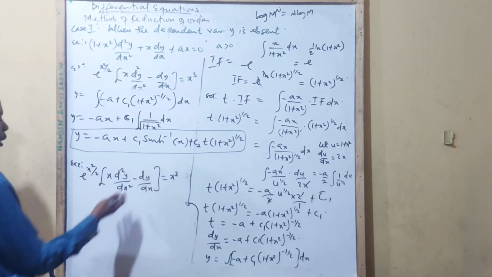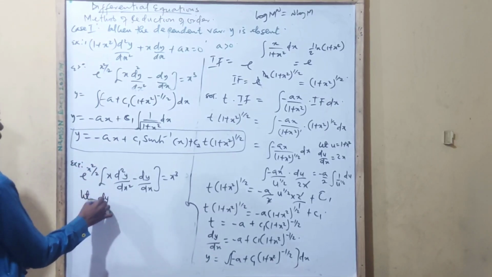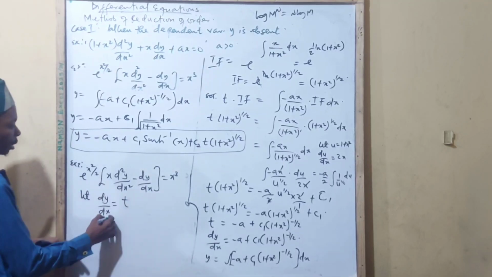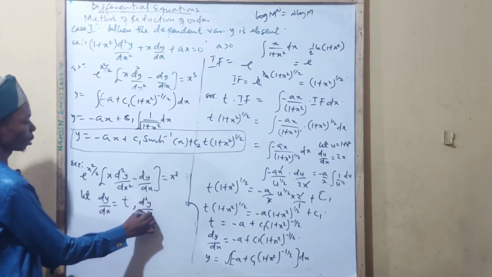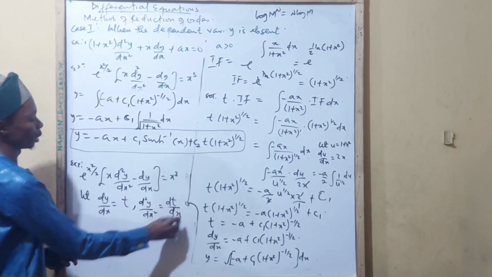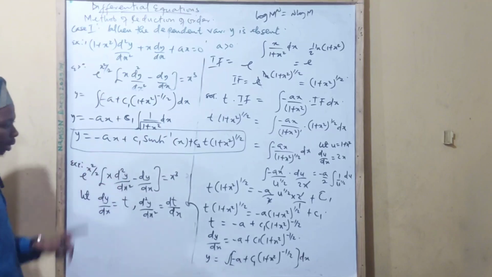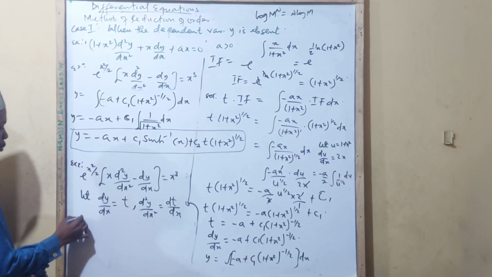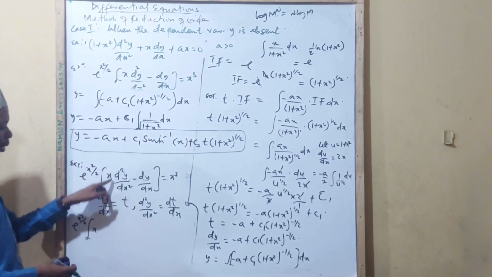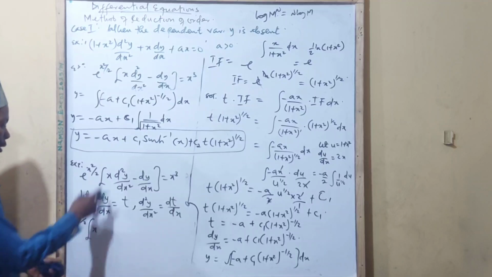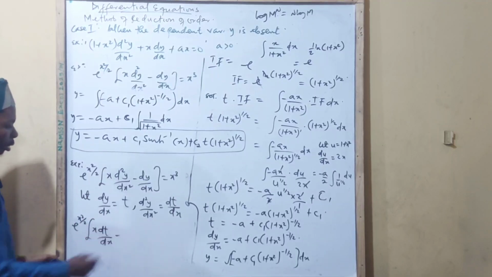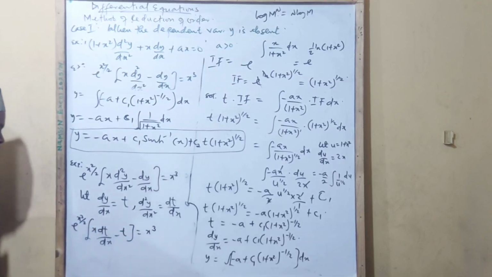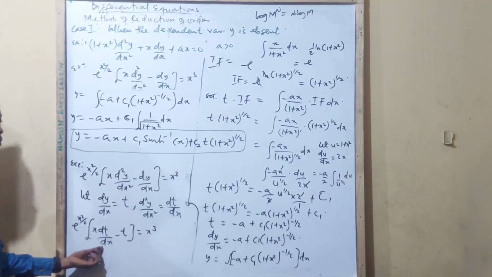The same approach. We reduce it by saying let dy/dx, suppose we call it t or something, let dy/dx equal t. Then if I differentiate it further, that means d squared y over dx squared will give us dt/dx. Then we substitute for d squared y/dx squared and dy/dx into our differential equation. So this one will now be e raised to power x squared over 2 into bracket x dt/dx minus t equals x cubed. Right? So you observe that from second order, we break it down to first order.